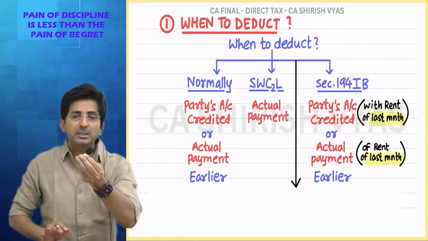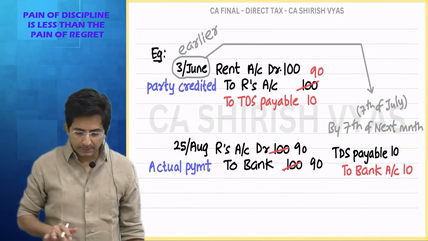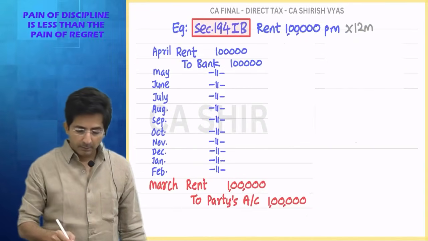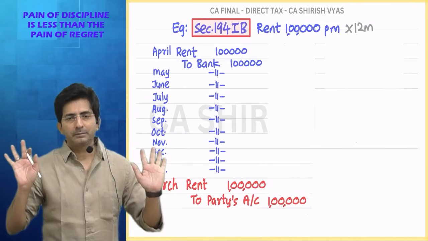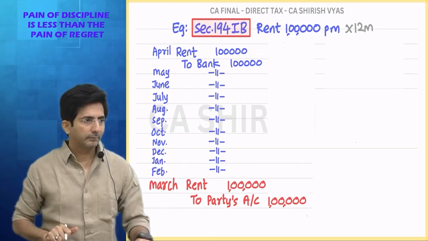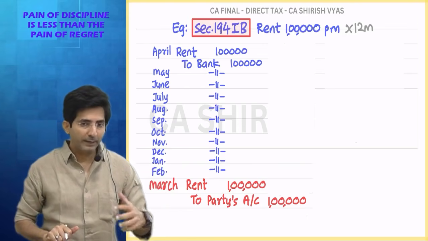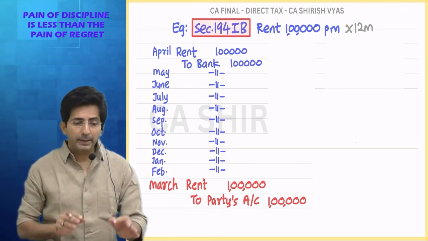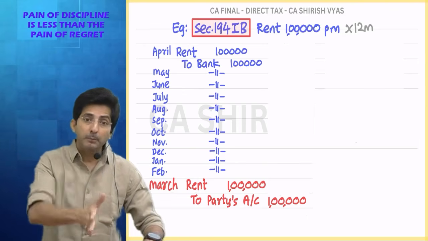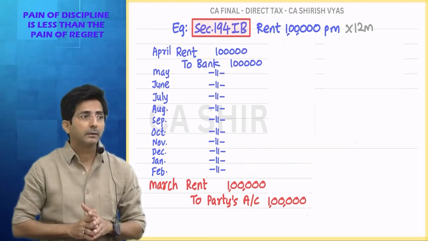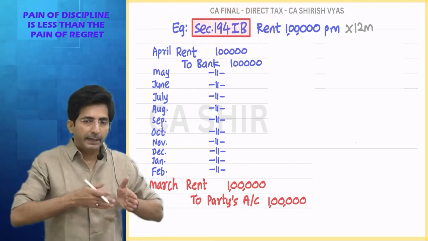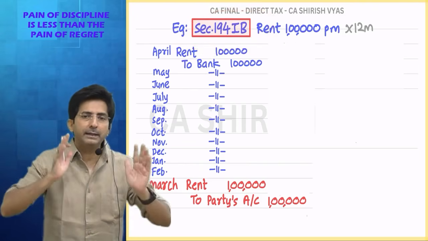So that's why here there is some special concession. You know what the law says? Under 194 IB, you don't have to deduct TDS every month. Deduct TDS only once, at the end of the year. You didn't feel the relief, kind of thing. Generally rent is paid every month, and if you pay rent every month, TDS is generally attracted every month. But for 194 IB, there is a special concession that when every month's rent is paid, you don't have to deduct TDS every month.